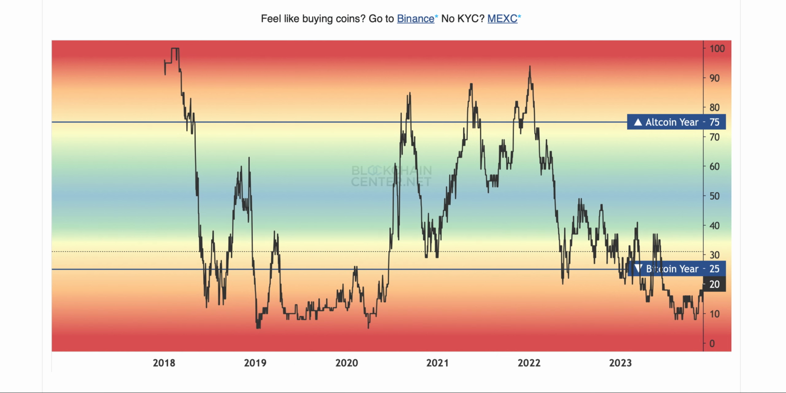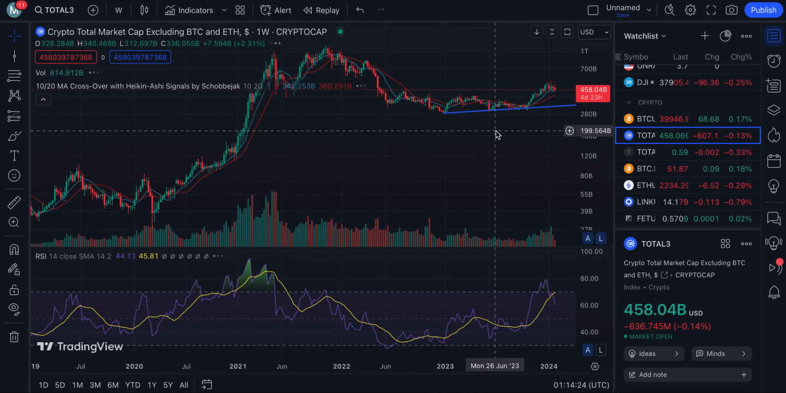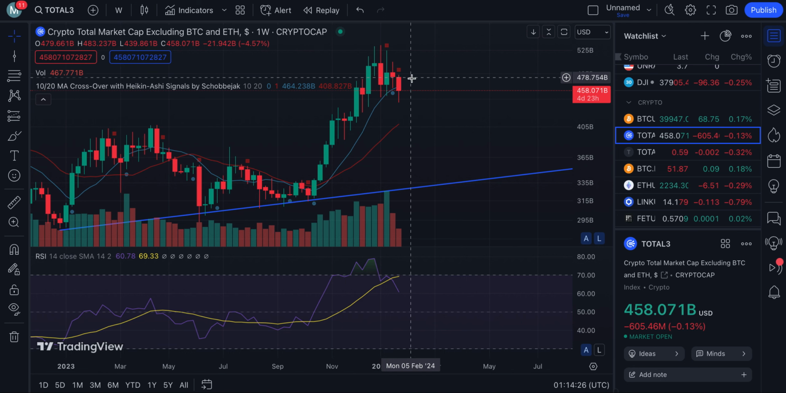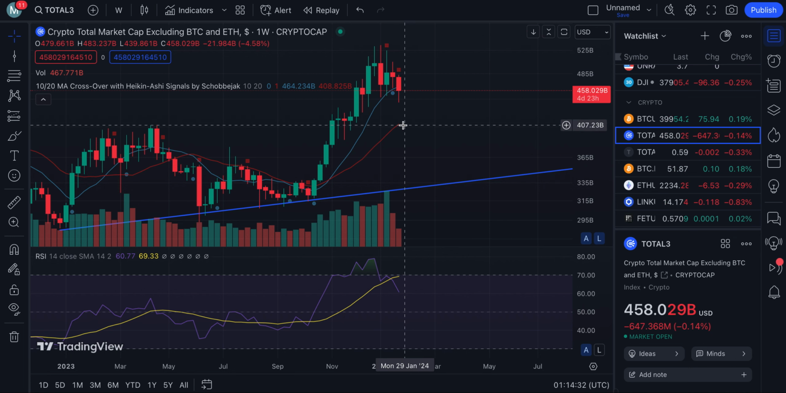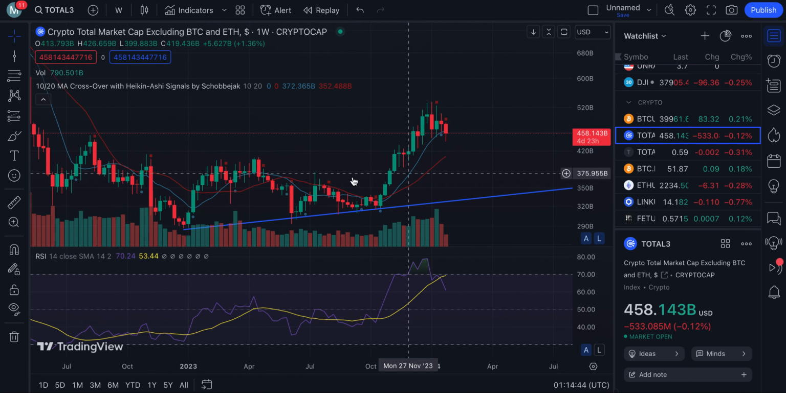So again, this is the alt season index. What other things can we look at? Total 3. I noted how on the weekly, wow, we started with the sell signal, had a buy signal, now another sell signal. So it does look like we are getting to the 20 MA. And if we got below that, I would think that maybe we're coming back down to this trend line here.